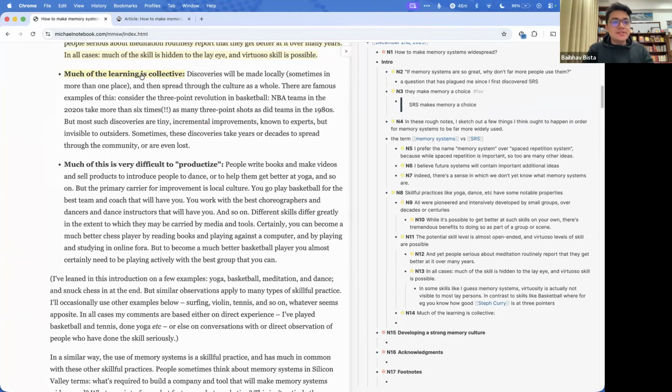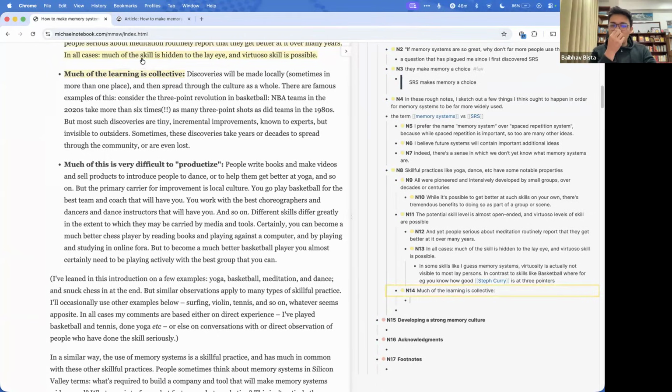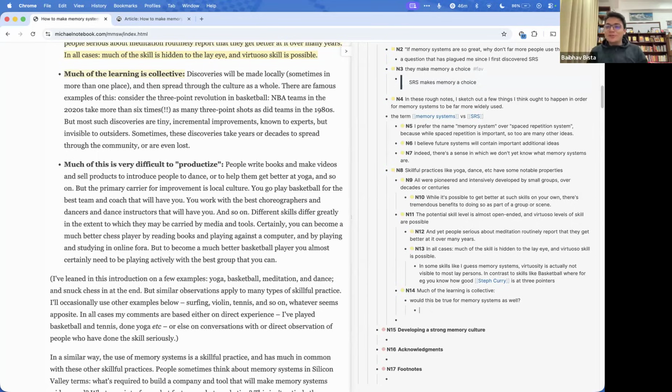Much of the learning is collective. This is one place where I had a comment: would this be true for memory systems as well? Generally when I'm reading, some stuff I read really fast, but some stuff I like to think about quite a bit, and this is one of those. So I'm thinking, would this be true for memory systems as well? I would imagine most people use these memory systems alone, right? What would a collective memory system look like?